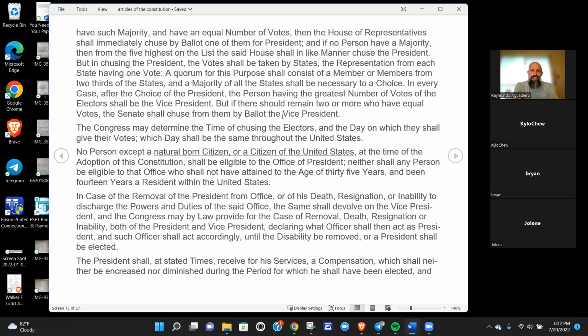At the time of the adoption of this Constitution, shall be eligible to the office of president. Neither shall any person be eligible to that office who shall not have attained the age of 35 years and been 14 years a resident within the United States. So you've got to be a citizen, natural born or a citizen of the United States, at least 35 years old, and a resident within the United States for 14 years. That's interesting, because it doesn't tell you how long you have to be a citizen. I know for the representatives, you've got to be a certain age and a citizen for 7 years or whatnot.